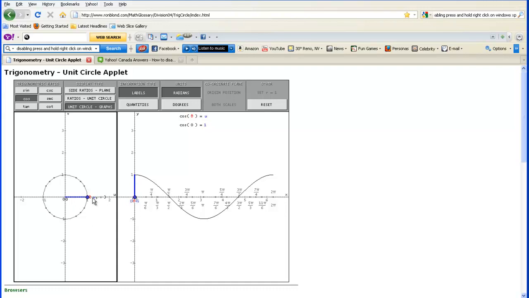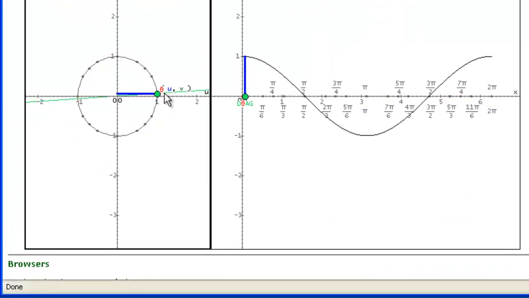Since I'm pulling points off of the unit circle, the biggest that cosine can be is 1, here and here, which is at 0 and 2 pi, and the smallest that cosine can be is negative 1. They're coming off the unit circle. So the absolute largest that the x value can be on the unit circle is 1. And the smallest it can be, or the most negative it can be, is negative 1.